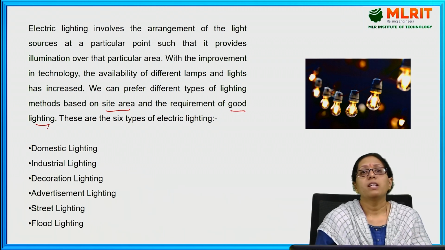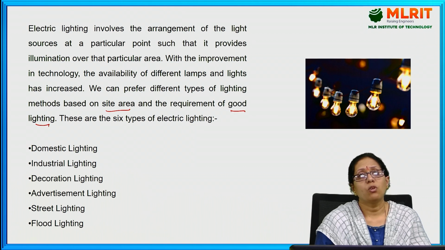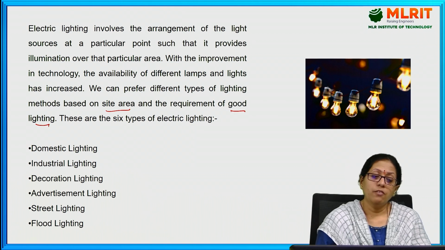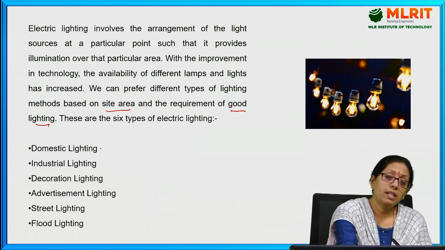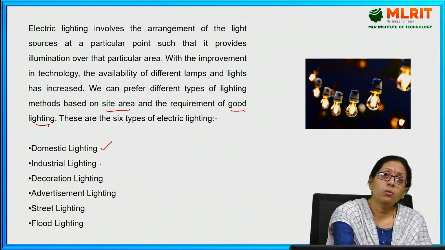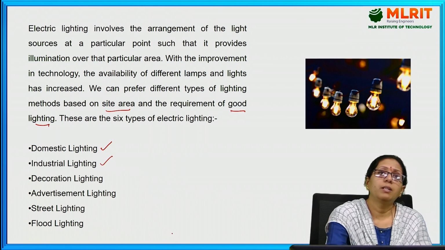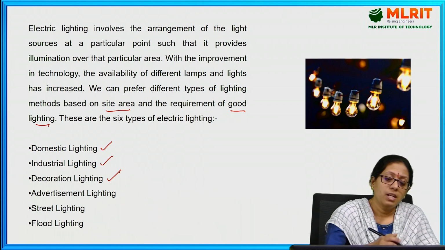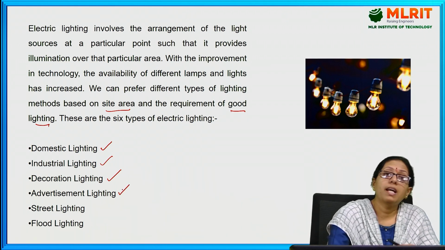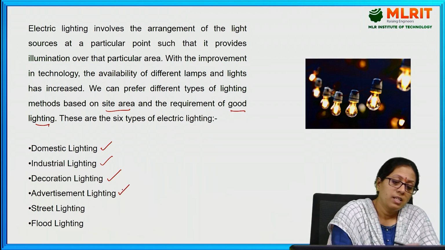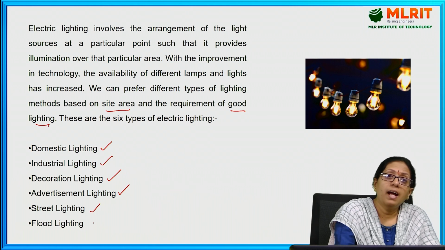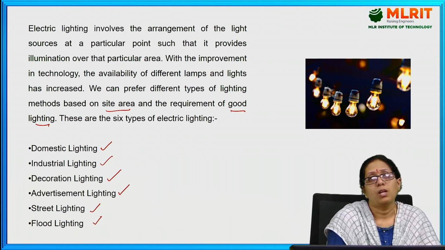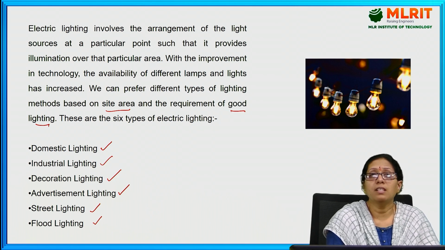So there are 6 types of electric lighting. The first one is domestic lighting, second is industrial lighting, third is decorative lighting, fourth is advertisement lighting, then street lighting and flood lighting. So based on the different types of applications, we can use different types of lighting systems.